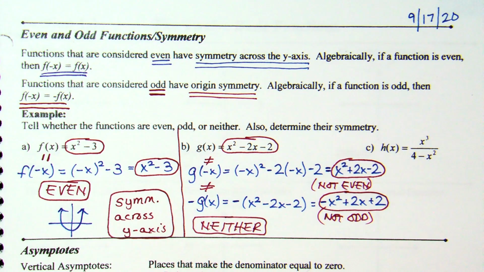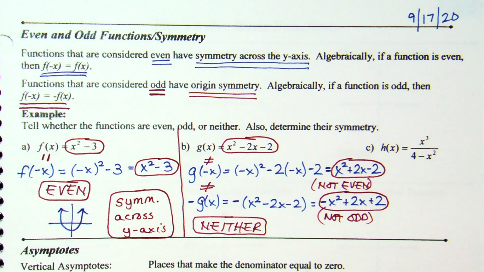We are finally finishing up lesson 1.2. I think this is day 6 on lesson 1.2, something crazy like that. We are finishing the notes that we left off on Thursday, and we first started talking about even and odd functions and symmetry.